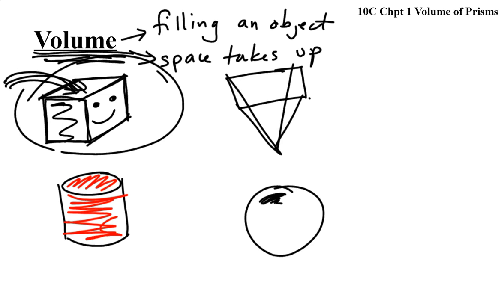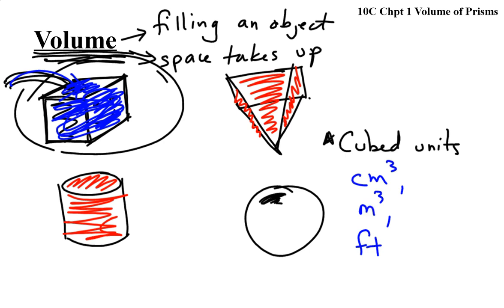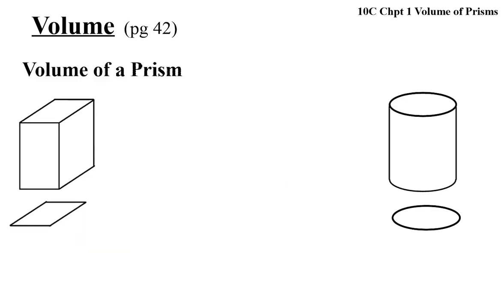The only other thing with volume that's important to understand is we use cubed units. Even though they were three-dimensional objects, we used squared units for surface area because surface area still covers flat two-dimensional spaces. But when we talk volume, we are filling an object. The entire object is getting filled with stuff inside of it. So now we're talking cubed units: centimeters cubed, meters cubed, feet cubed. Always make sure you're using appropriate units. So let's take a look at volume.